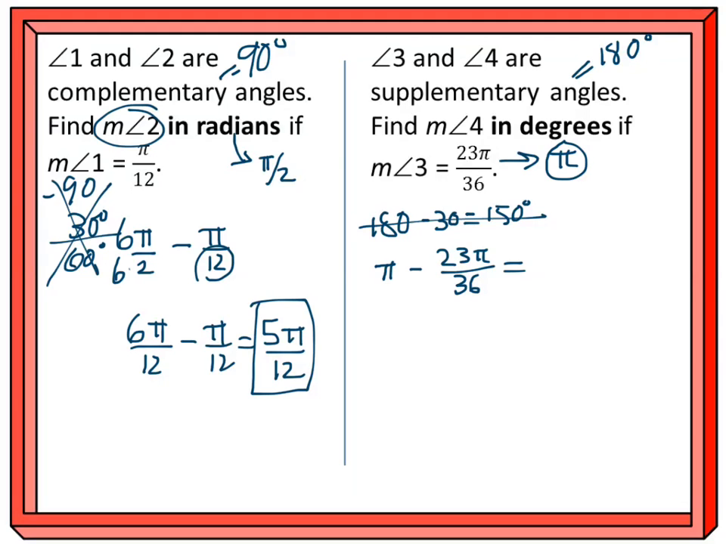Sure, you could get a common denominator, but think of it like this. If I had one whole pi and I take away 23/36 of it, what I'm left with is 13 pi over 36. Now that's in radians, but the question's asking me to give my answer in degrees. So let's convert this into degrees.